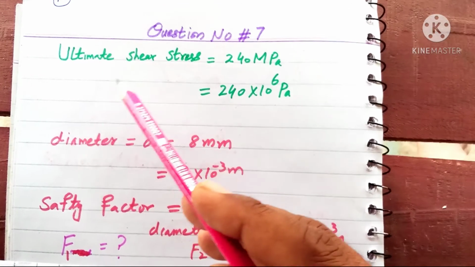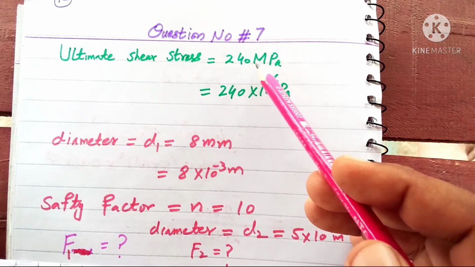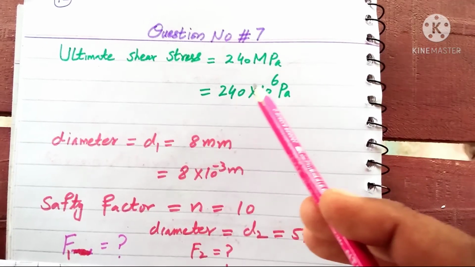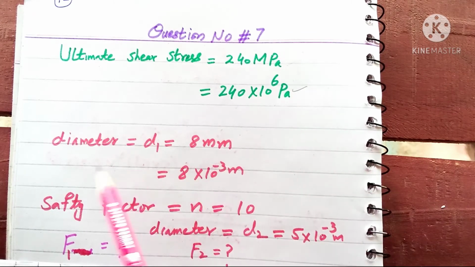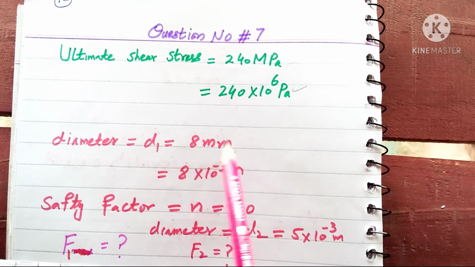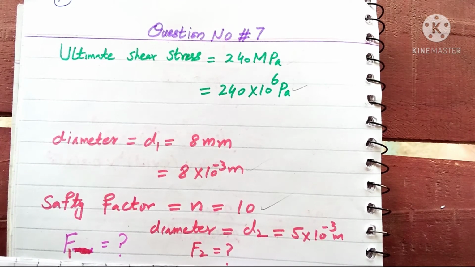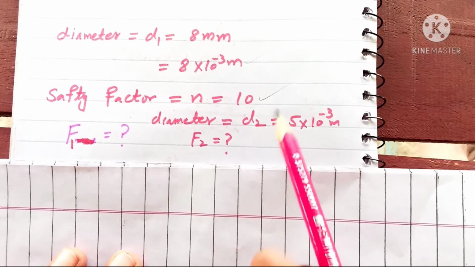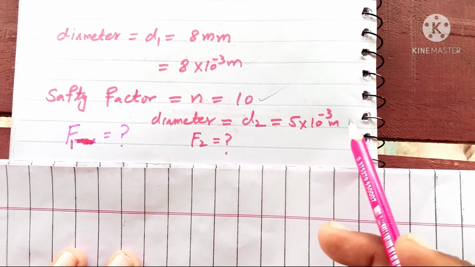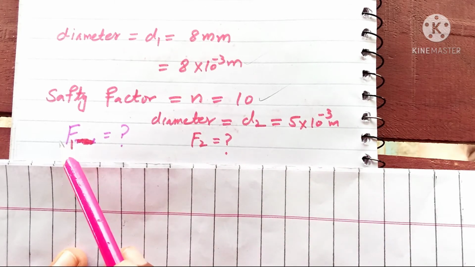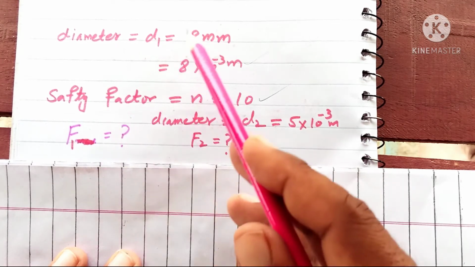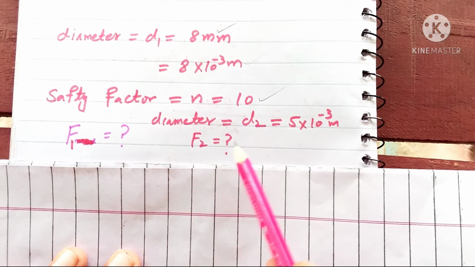In question 7, we are given ultimate shear stress 240 megapascal, which is equal to 240 times 10 power 6 pascal, and we are given a diameter of 8 millimeter, which is equal to 8 times 10 power minus 3 meter. We are also given a safety factor n, and n is equal to 10. We are also given another diameter, D2, 5 times 10 power minus 3 meter. We have to find force F1 for diameter D1 and force F2 for the second area.